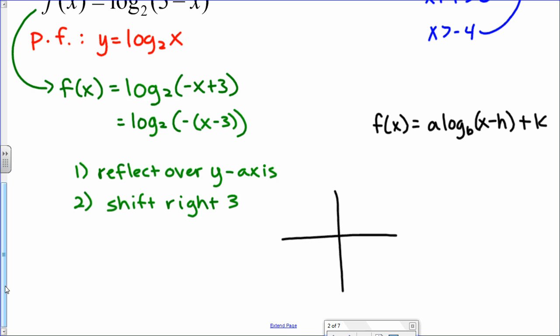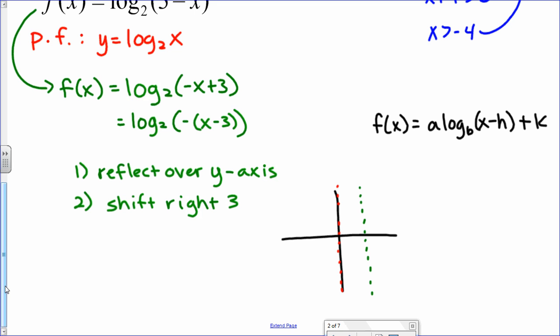But that was again on the inside. So, all right, I'm shifting right 3, but I reflect first. My parent function, my asymptote started here. Reflect over Y first, it doesn't change. Then you shift it right 3. Sorry. Shift it right 3.